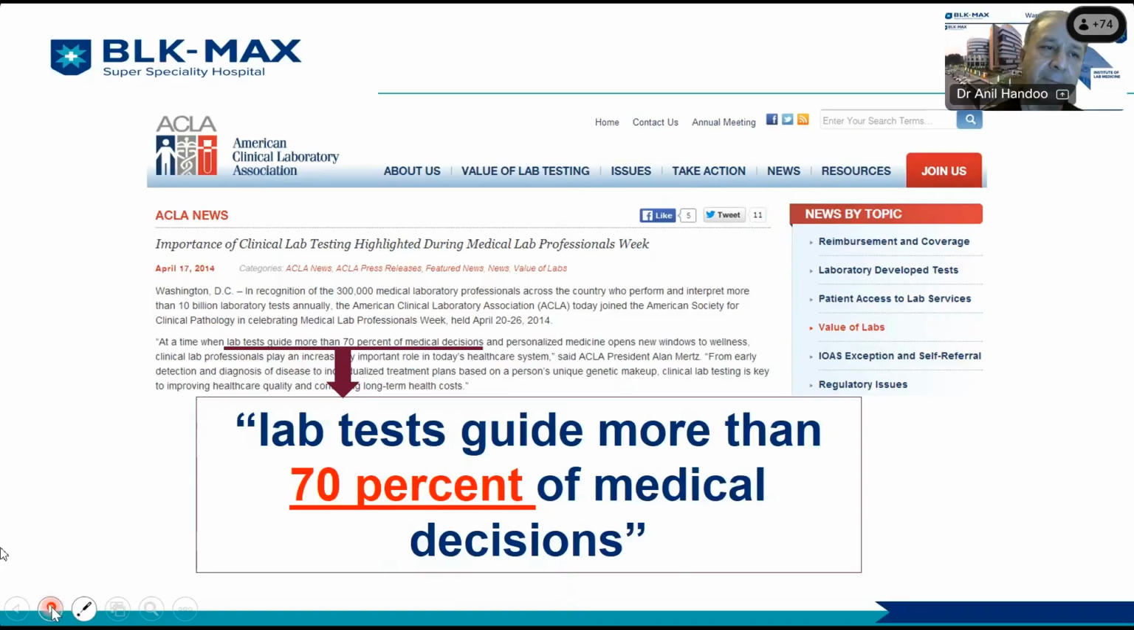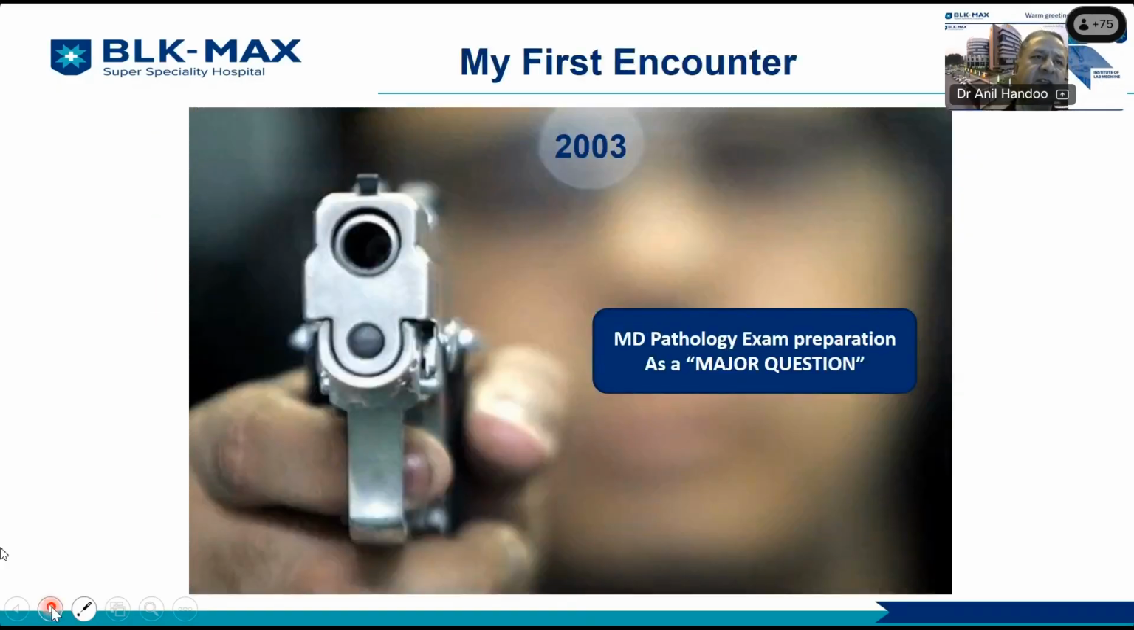So for all practical purposes, evidence-based medicine is heavily dependent on a laboratory test. So let's change gears a little, and now let me tell you, when we talk about quality, I've been able to emphasize to you that your role as a laboratorian is extremely important.